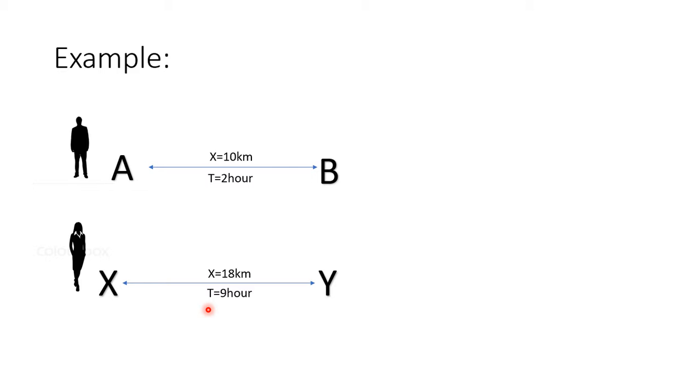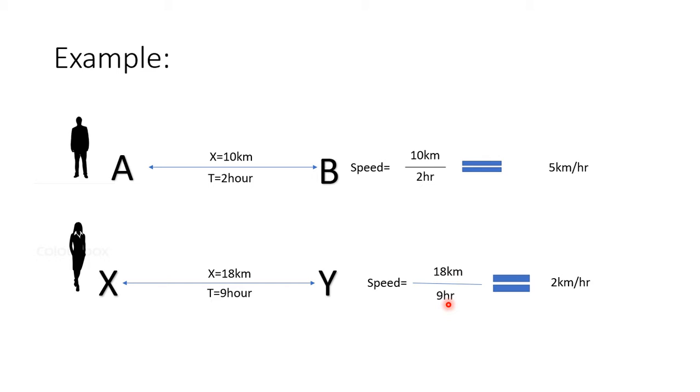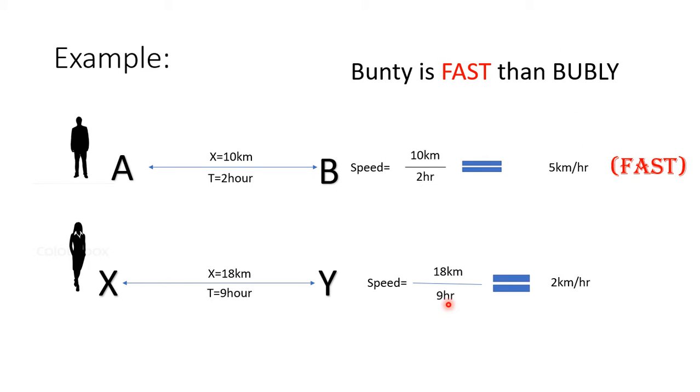If someone asks you the speed of Bunty and Bubbly, or who is moving slow and who is moving fast, we can say the speed of Bunty is 10 km divided by time, which is 2 hours, so it will come 5 km per hour. Similarly, the speed of Bubbly will be 18 km divided by time, 9 hours, so it will come exactly 2 km per hour. So Bunty is moving faster than Bubbly. Bunty is faster and Bubbly is slower.